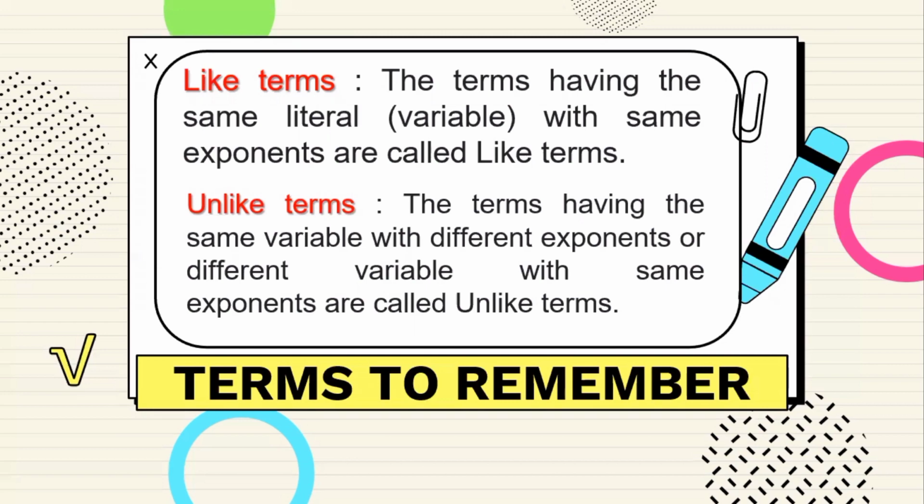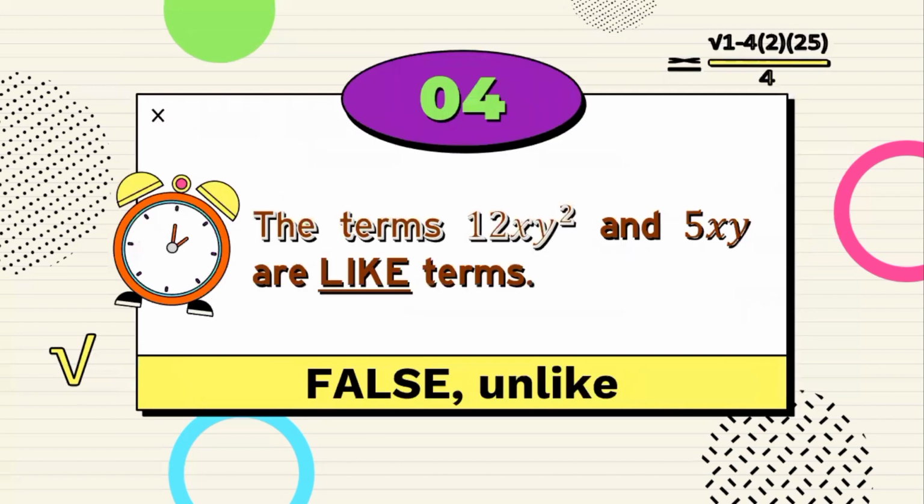So we try to go back to our question number 4. Okay? Do they have the same variables? Yes. We have xy, xy. But do the variables contain the same exponents? No. Okay? Magkaiba sila. Why? Because in our first term, 12xy squared, ang exponent ng x is 1. Ang exponent ng y is 2.